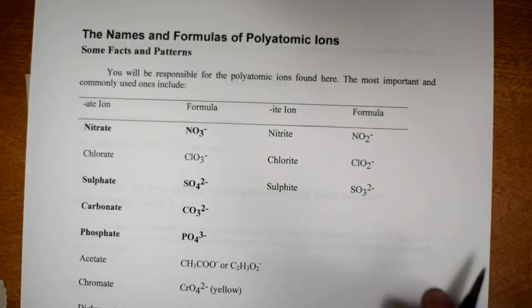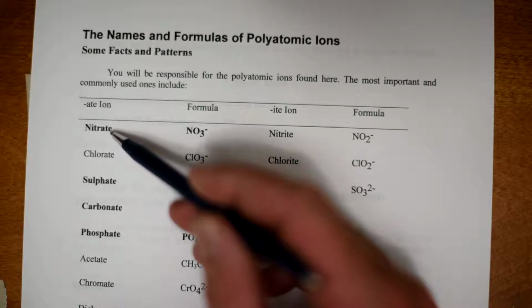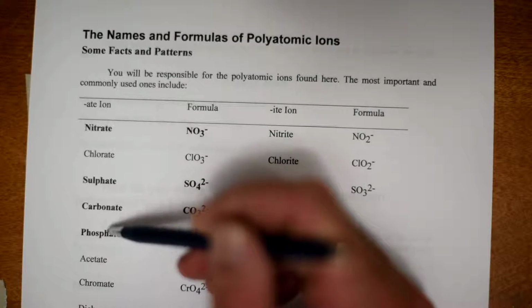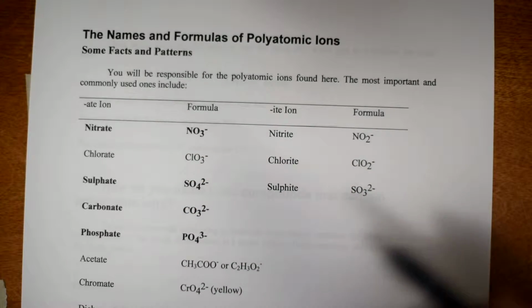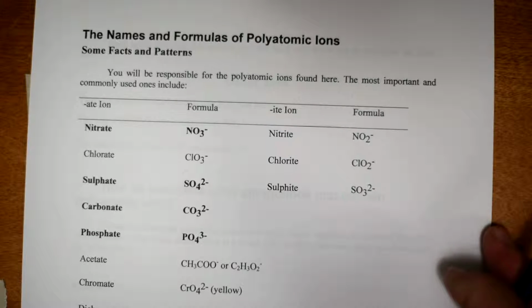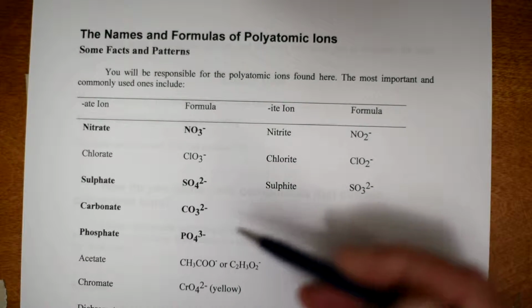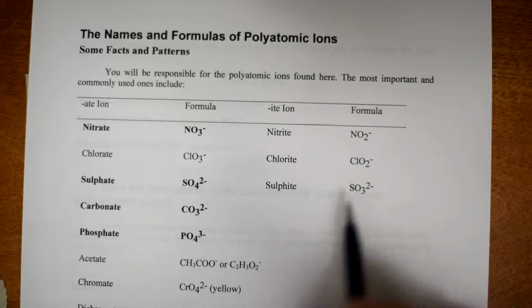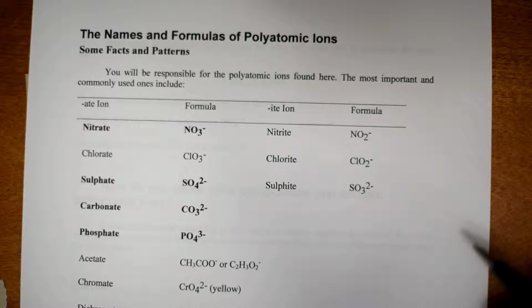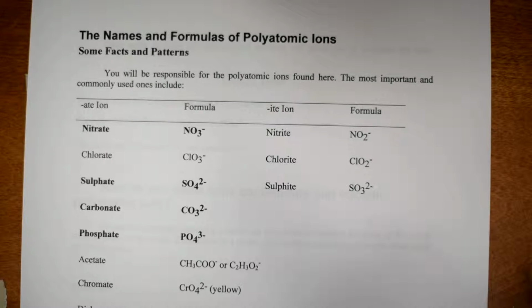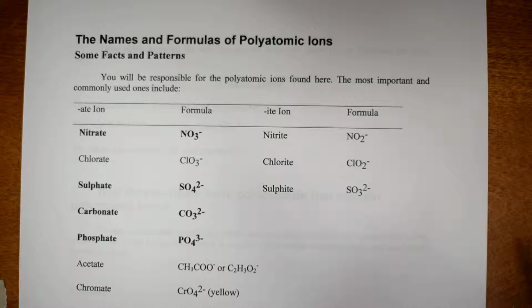Now you'll notice that in your notes I have bolded nitrate, sulfate, carbonate, and phosphate. Those are the ones that the IB use a fair amount. But we're going to use or come across a lot of these ions in our studies, and so I need you to know all of these. Now, it is a bit of a task for you to know that.